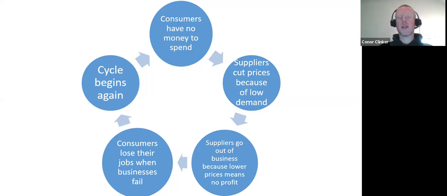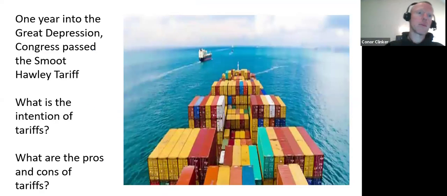They start cutting their prices because of low demand, and eventually they cut the prices so much that they go out of business. And then everyone at the restaurant loses their job. And then what do they do? They stop spending money, and it becomes a death spiral. This is a timely issue as well.